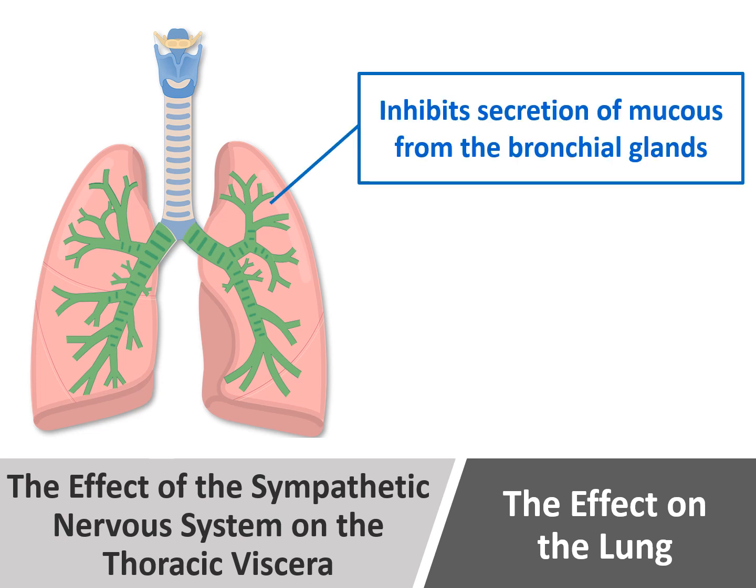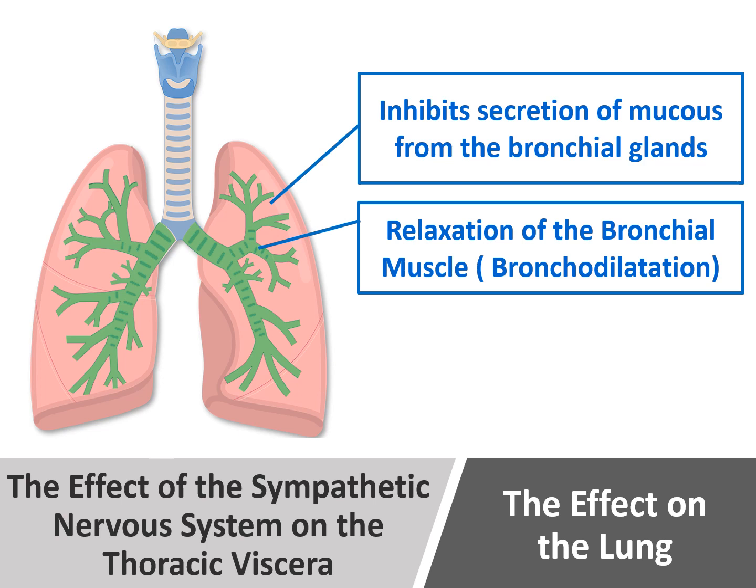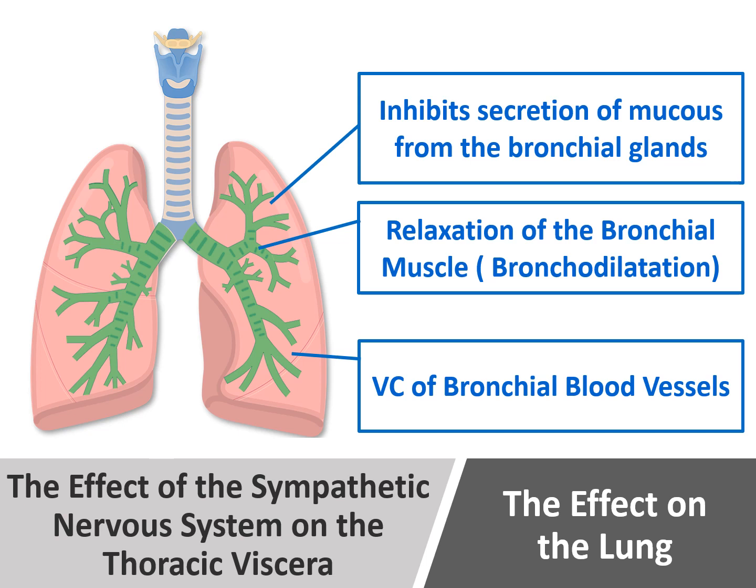The effect of sympathetic stimulation on the lung. Sympathetic stimulation inhibits the secretion of mucus from the bronchial glands, produces bronchodilation due to the relaxation of the bronchial muscle, and produces vasoconstriction of the bronchial blood vessels.